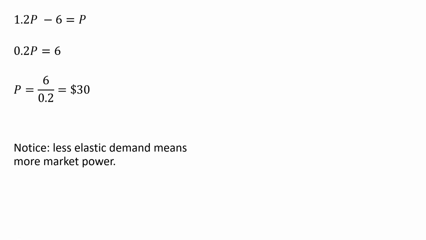So notice we have less elastic demand in the second example. Price elasticity of demand here is minus 1.2, when in our first example it was minus 3. So less elastic demand means more market power, the greater the difference between price and marginal cost. Okay, that's it.